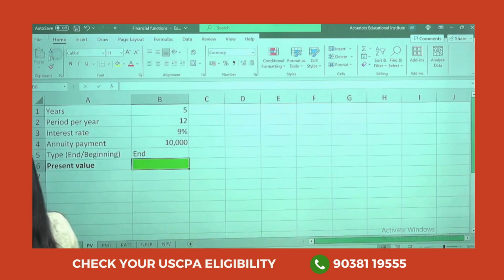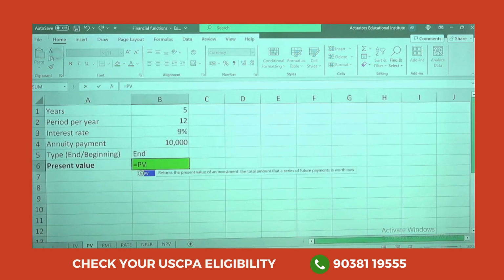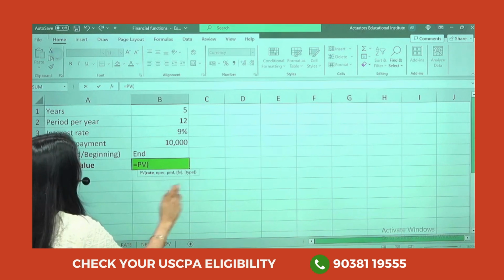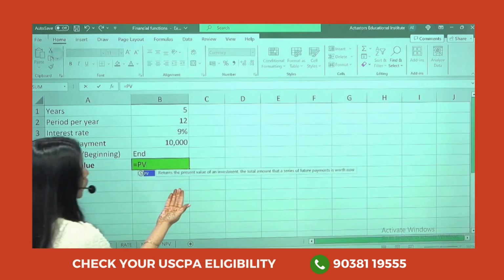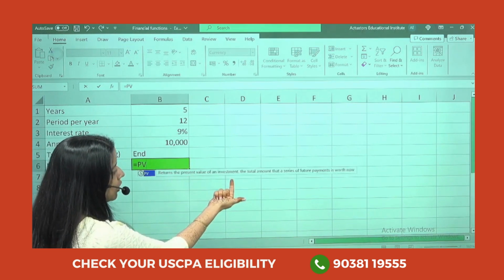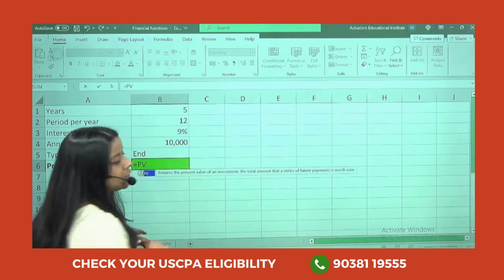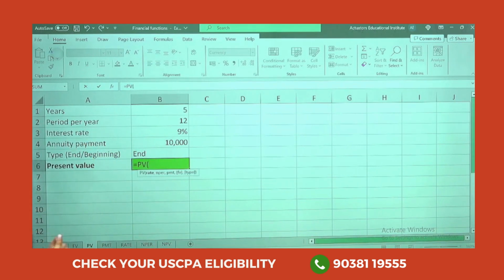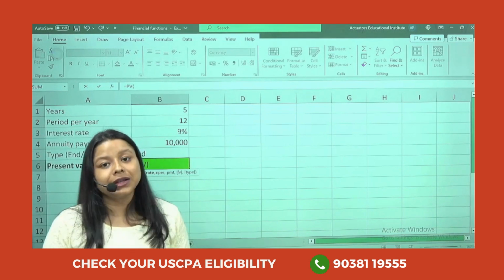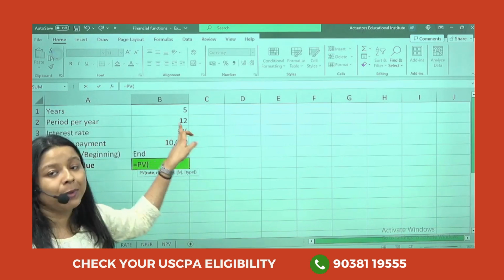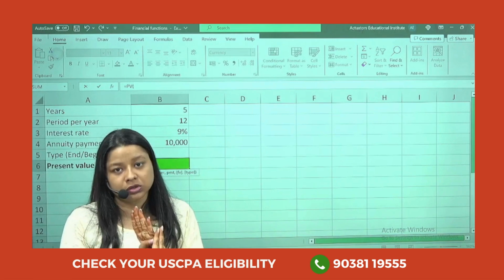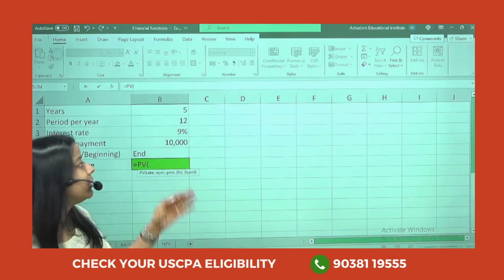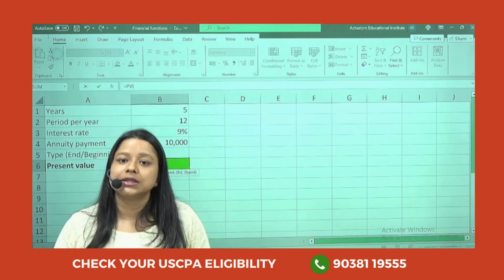So it's again very simple. We just start with writing PV and you can all just read the definition. It returns the present value of an investment, which is the total amount for a series of future payments. Over here we have 10,000 monthly payment. If you have a quarterly payment that is being made every year, then instead of 12 it will be 4 because there are 4 quarters. If it's semi-annually, then it will be 2 because there are 2 semi-annuals.